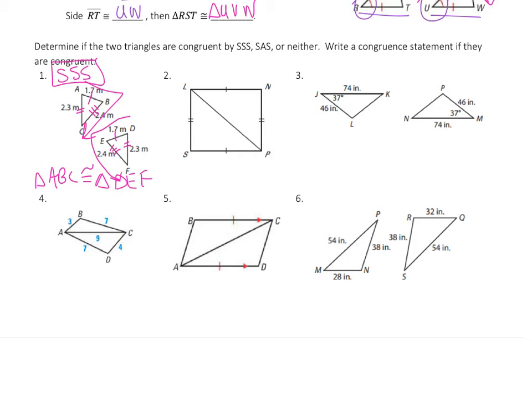Number 2, one thing we're going to automatically see is they share a side. And remember that that is reflexive because they share a side in the middle. And now we can see that they both have 3 sets of sides that are congruent. So this is also congruent by side, side, side.